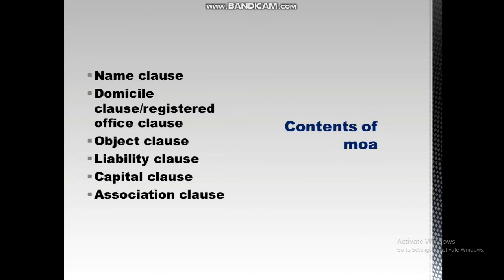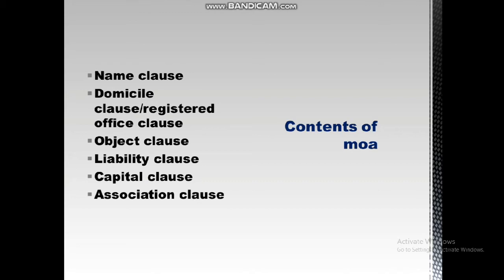And the second content is domicile class or register of a class. Every company shall have an office registered from the day on which it begins to carry on business. So the third one here is the object class. Object class defines as well as confines the spheres of business activities that the company would engage in. Any activity which is not specifically and explicitly allowed by the object class cannot be carried on by the company.